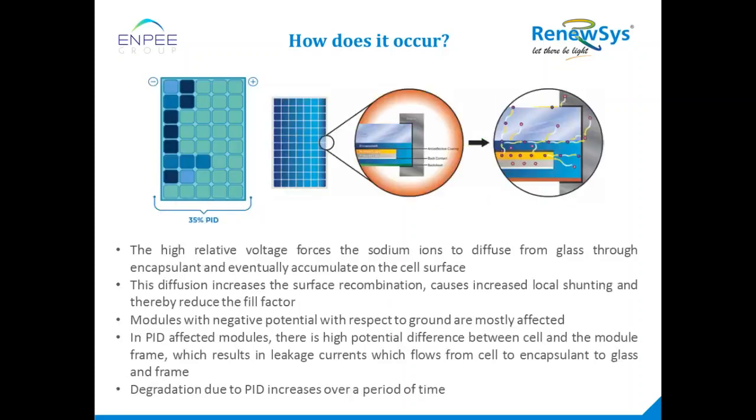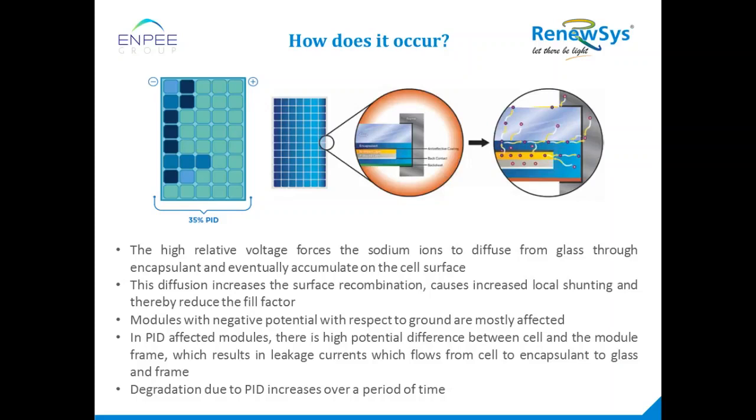As we see here, this is a more graphical representation of the same thing we were discussing. So the high relative voltage forces the sodium ions to diffuse from the glass, which is a basic component of a solar glass used in typical solar modules, through the encapsulant and eventually accumulate on the surface of the solar cell. This diffusion increases the surface recombination of the solar cell, thereby causing a local shunt. That's the typical reason why the shunt resistance of the solar cell comes down. And this in turn affects the fill factor of the solar cell, and in turn there is a drop in the maximum power point at which it operates, which is typically shown in terms of voltage of a solar cell.